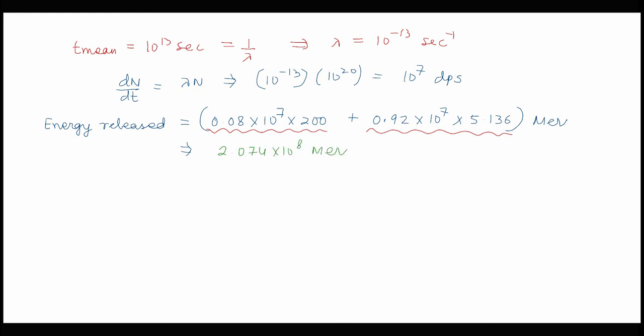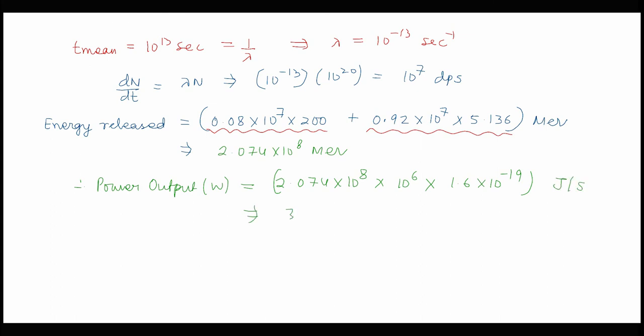So therefore we can say that the power output in watt can be calculated, and this will be equal to the energy released, that we have calculated as 2.074 into 10 to the power 8 mega electron volt, into 10 to the power 6 into 1.6 into 10 to the power minus 19. So the value is in joule per second. This time we obtain it as equal to 3.32 into 10 to the power minus 5 watt.